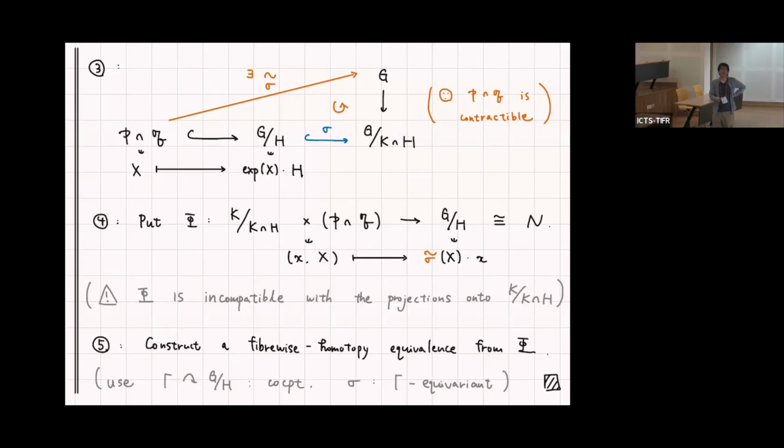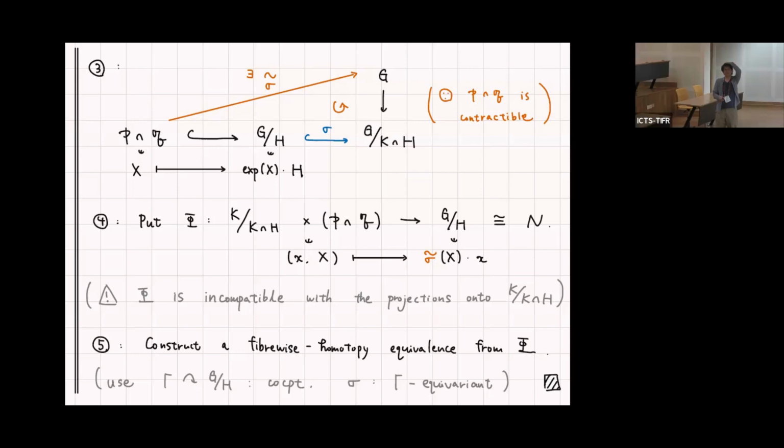So you have a point small x in K mod K intersection H and a point large X in P intersection Q. We have constructed the map from P intersection Q to G, so this large X yields an element of G. You can consider the left multiplication by this element of G, so that you can define this map. I remark that this map is not very good, because it is not even compatible with the projection onto K mod K intersection H.